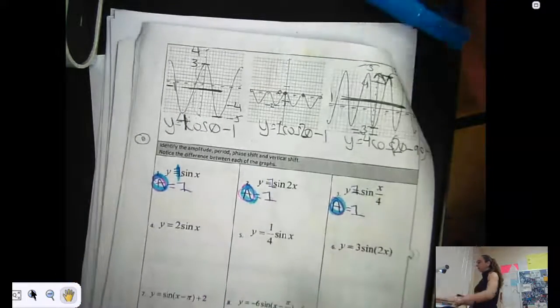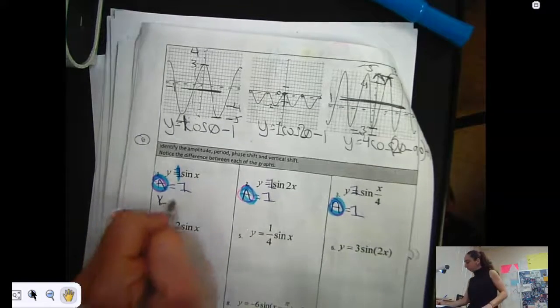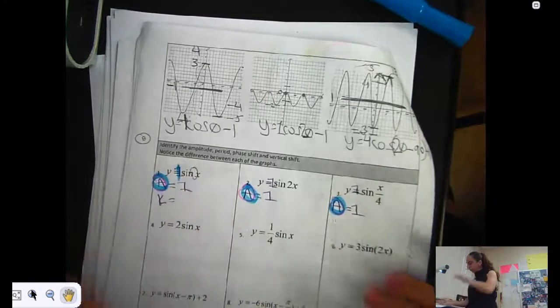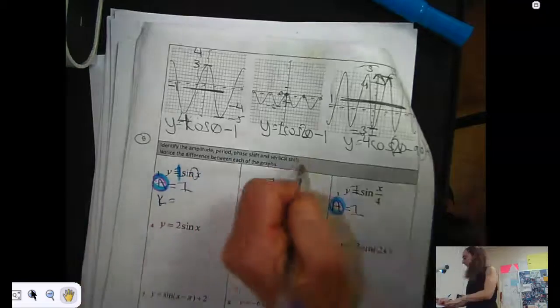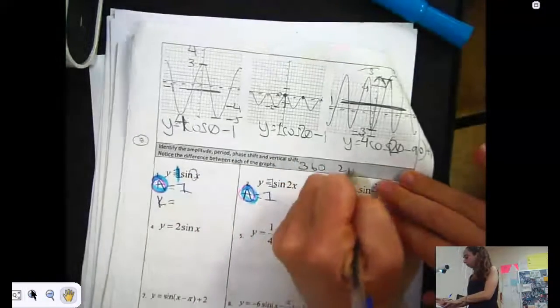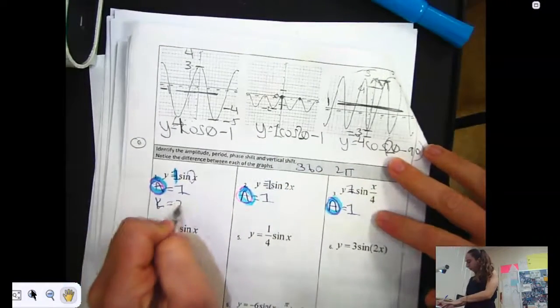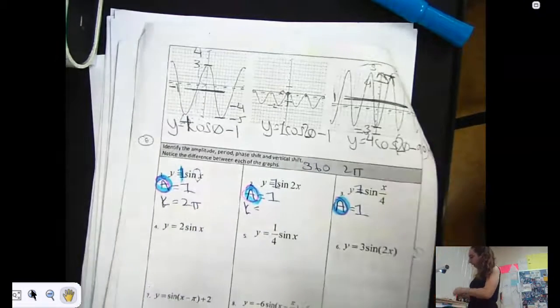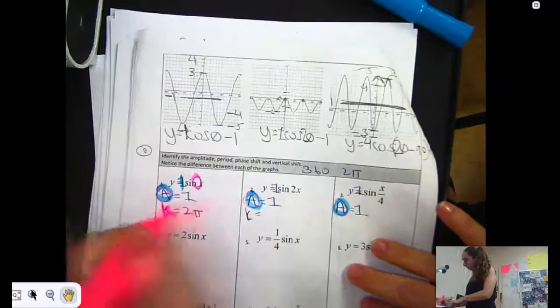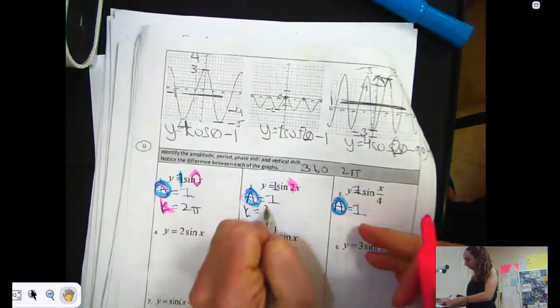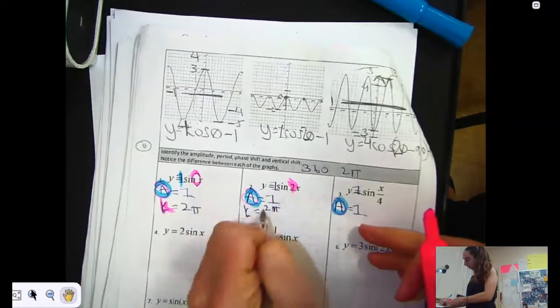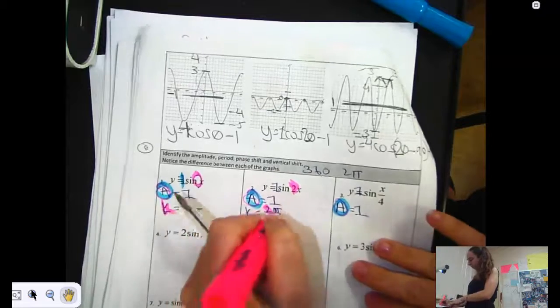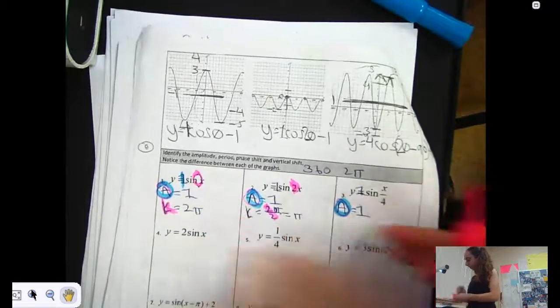Okay? And then the period. The period represents your k. That's the number in front of here. Well, if there's nothing there, it's either 360 or 2 pi. Since it's x, it's in radian mode, 2 pi. But this time I actually have something in front. So if I have something in front, I have to go 2 pi over 2, which is pi.